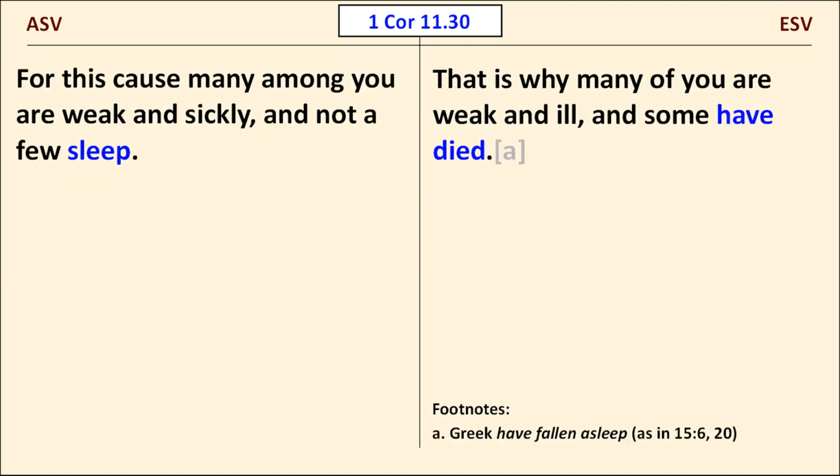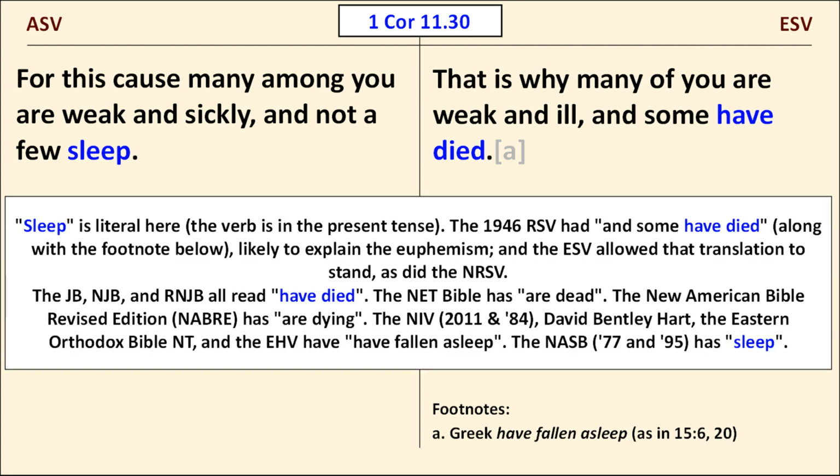1 Corinthians chapter 11, verse 30 is set in Paul's criticism of the manner in which the Corinthian church celebrated the Eucharist. The Greek reads sleep. It could come into English as some sleep or as many sleep. The verb is in the present tense. The English Standard Version translates, "and some sleep," with "and some have died," and so explains the euphemism. Both the literal rendering "sleep" and the explanation "have died" or "are dead" are popular in modern translations. Here are a few examples.